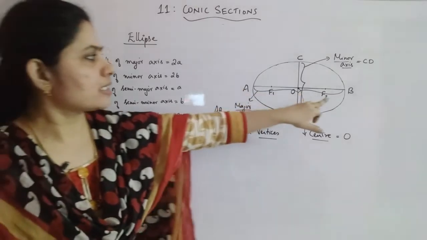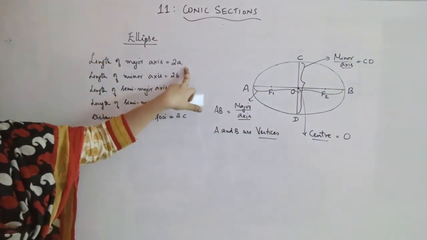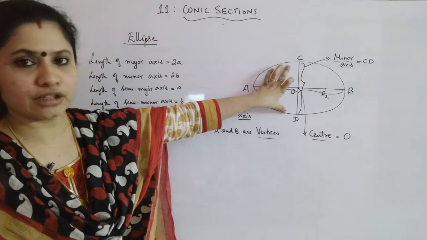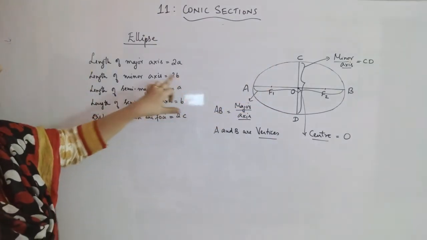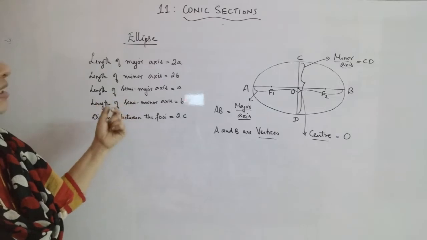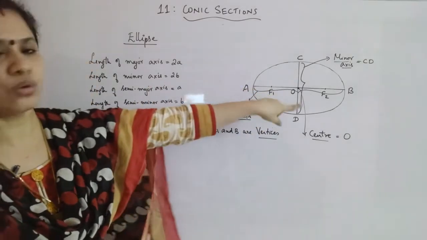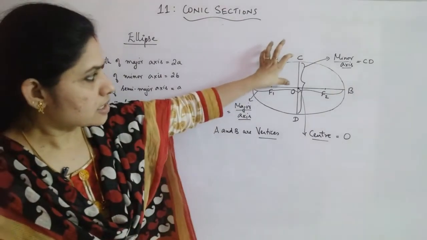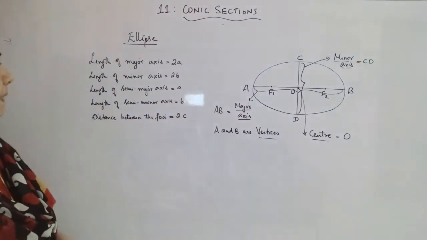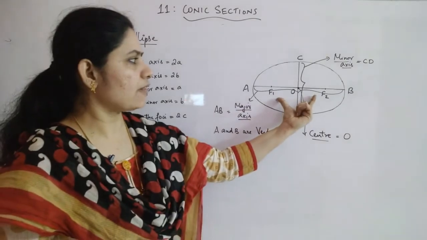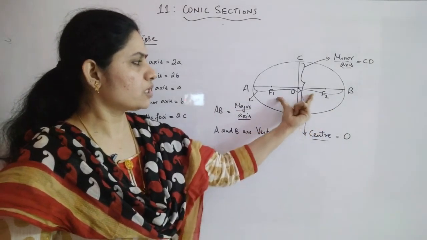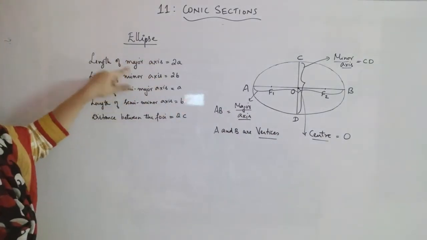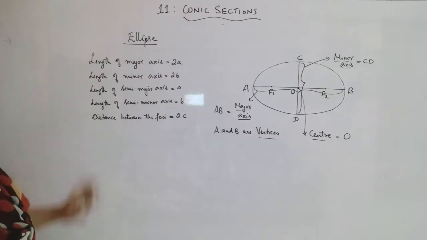The length of the major axis, AB, is normally denoted as 2a, and the length of the minor axis, CD, is denoted by 2b. The length of the semi-major axis, AO or OB, is a, and the length of the semi-minor axis, CO or OD, is b. The distance between the foci, the length of F1F2, is 2c. So these are the notations used: length of major axis 2a, length of minor axis 2b, and distance between the foci 2c.